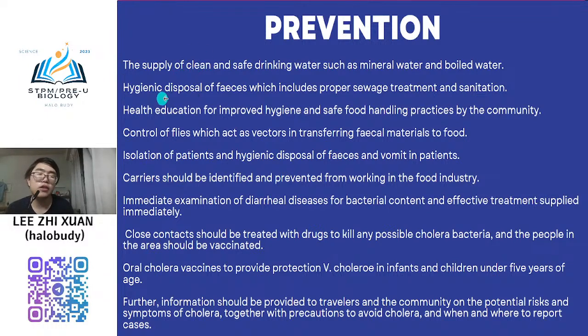Also, not only safe water, you need hygienic disposal of feces. You need good practice in proper sewage treatment so that feces will not contaminate the water. And you need to provide health education, and control of flies that act as vectors transferring fecal material to food. Also, isolation of patients, and carriers should be identified and prevented from working in the food industry. There should be immediate examination if a case occurs, and close contacts should be treated with drugs to kill any possible cholera bacteria. There is also an oral cholera vaccine to provide protection, and information should be provided to travelers and the community. So these are all the preventions that can be done to prevent cholera.